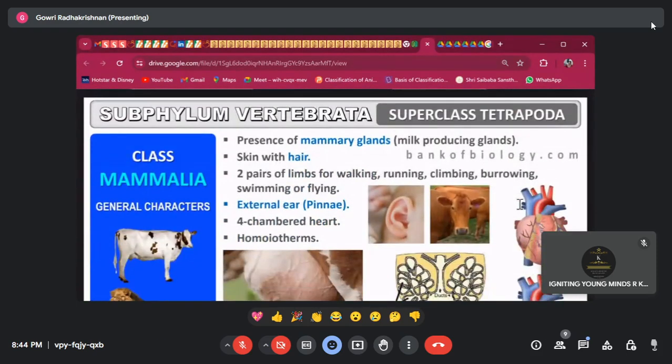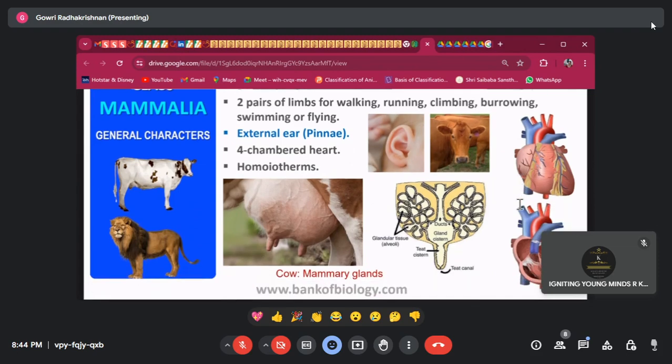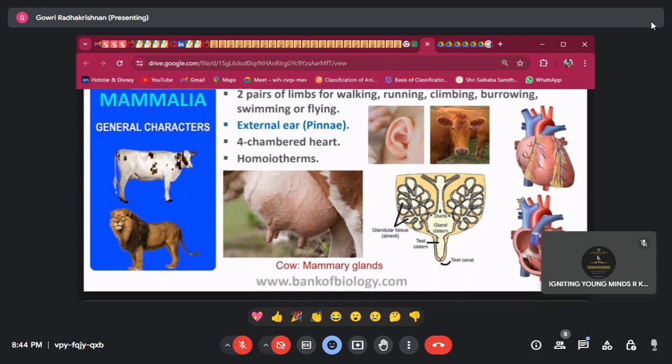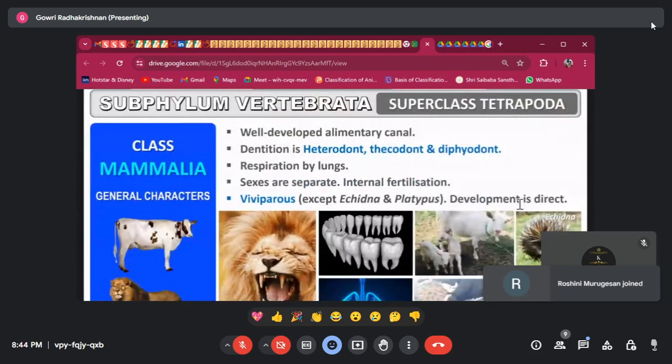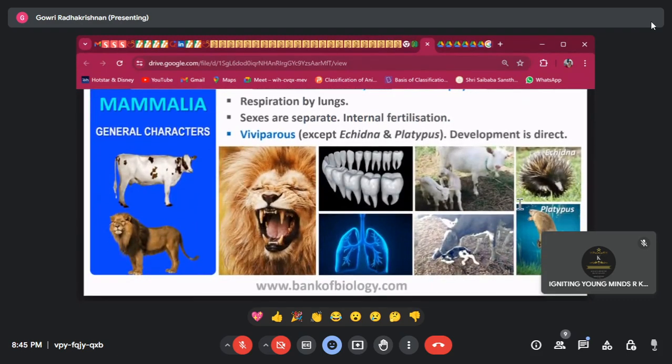Then Mammalia: presence of mammary gland, that is milk producing gland, skin with hair, two pairs of limbs for walking, running, climbing, burrowing, swimming or flying. External ear, pinnae, four-chambered heart. Homeotherms. Well-developed alimentary canal. Dentition is heterodont, thecodont, and diphyodont. Respiration by lungs. Sexes are separate. Internal fertilization, viviparous. Development is direct.